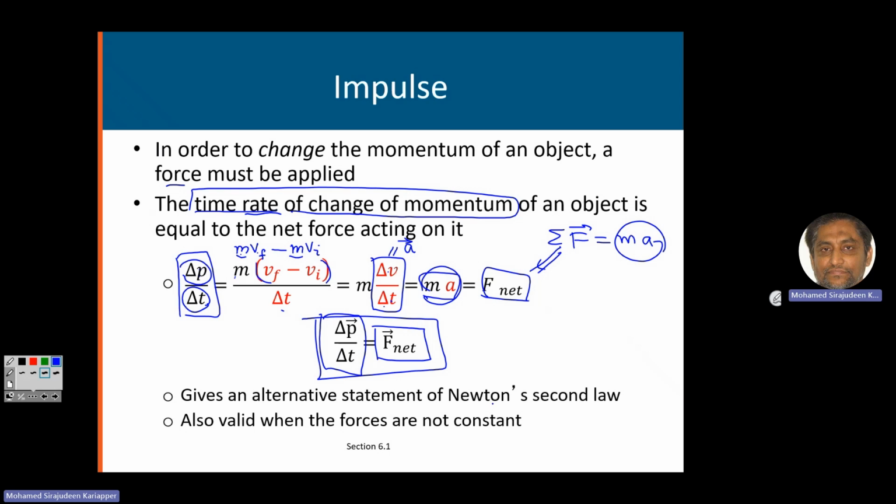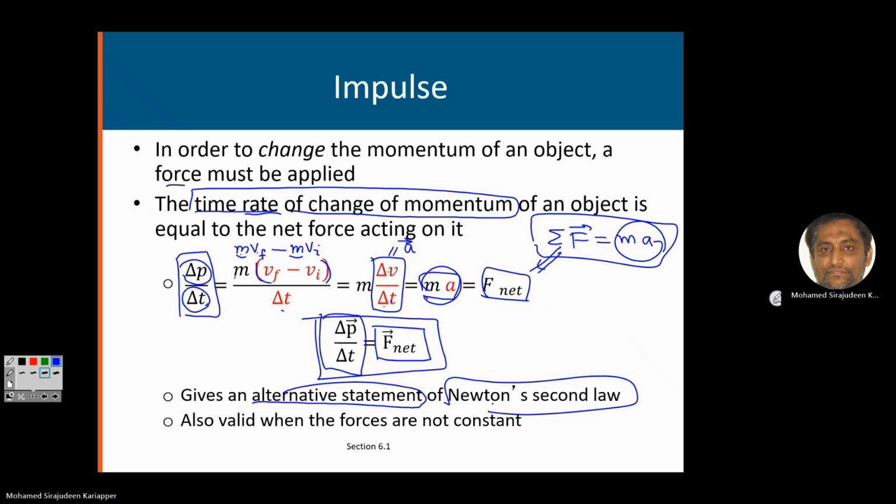So we get this one, which tells us net force is equal to rate of change of momentum. This I can say is another alternative statement of Newton's second law. This is how you see it first, right? Net force is equal to mass into acceleration, which can also be written as net force is equal to rate of change of momentum. The acceleration is inside that. P is the momentum. So delta P means final momentum minus initial momentum. The change in the momentum. Delta means change.